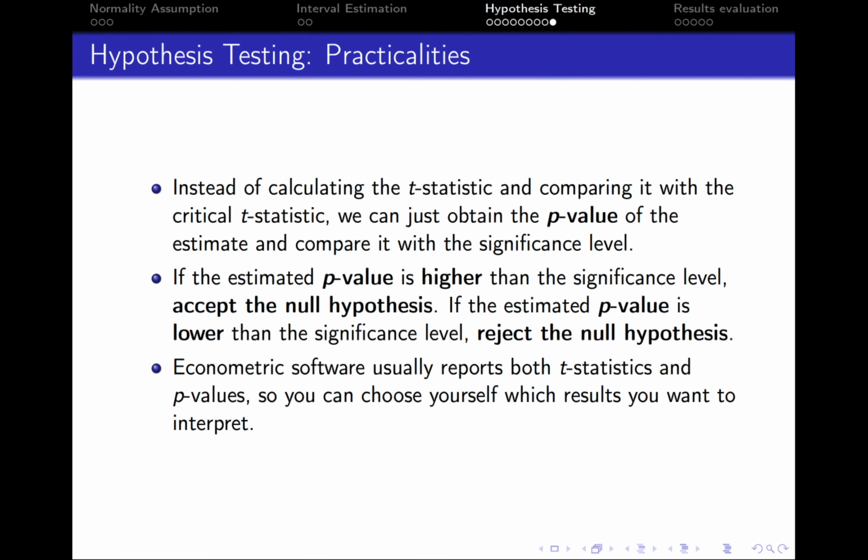Luckily, we don't need to calculate those p-values ourselves. The econometric software will do this for us, and all of them report both t-statistics and p-values, so it's up to you which statistic you want to choose. But personally, I prefer and I recommend you use the p-value because this is the easiest, the quickest way to do that. If you decide to use the t-statistic, then you will also need to report the critical t-statistics, the one that you get from the table of t-distribution, and I think it takes a bit too much of your time.